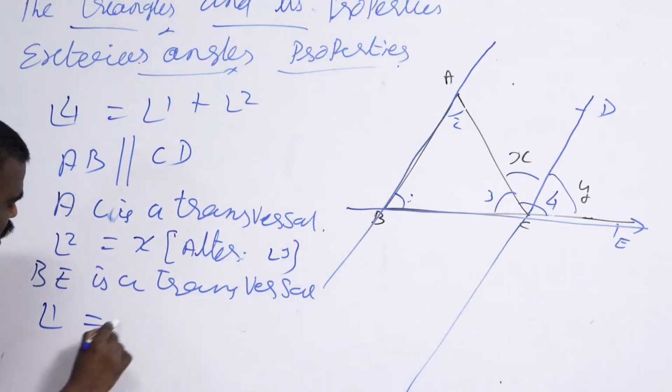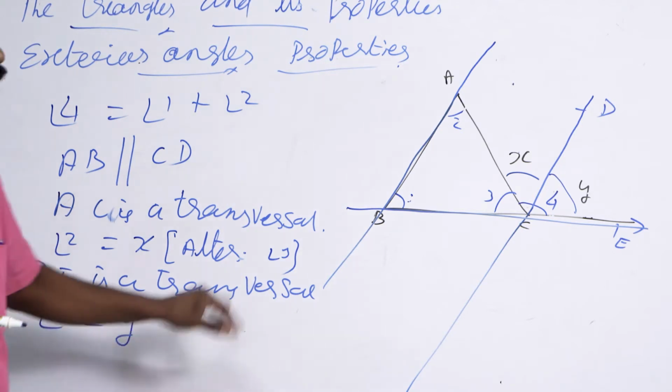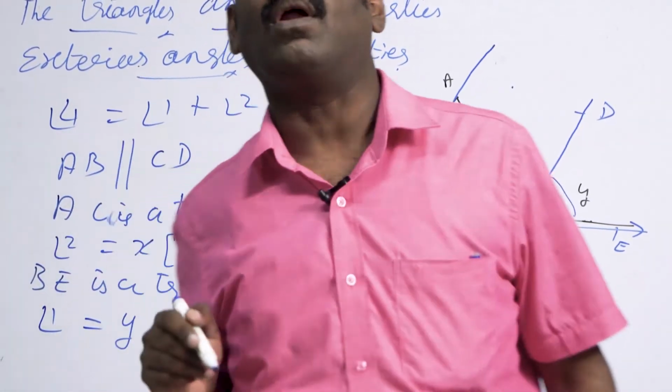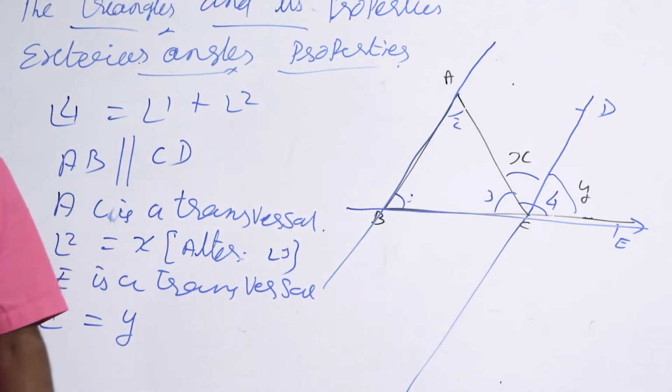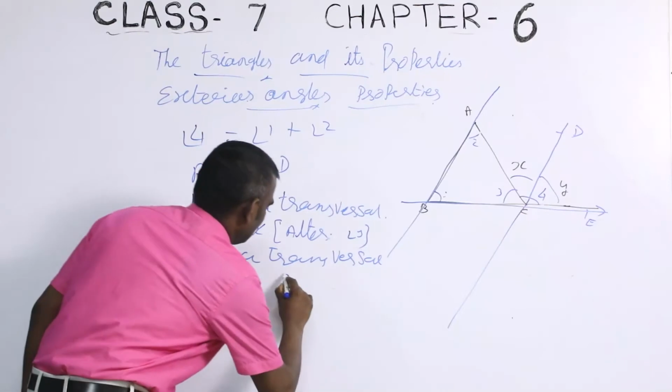So, angle 1 and angle Y, what is the relation? I am telling you, angle 1 is equal to angle Y. Why is it equal? You cannot just say yes, it is equal, right? What is the reason? I already explained to you. What is the relation?